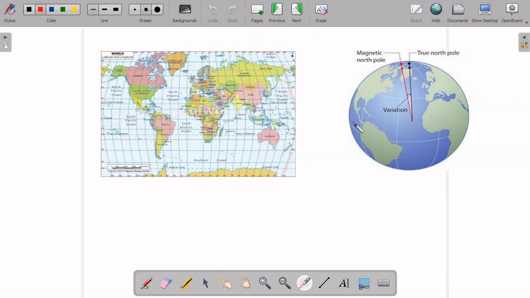The actual shape of the earth is round, but we depict this round shape of the earth on a flat paper. The actual shape of the earth is three dimensional. We can observe a globe.